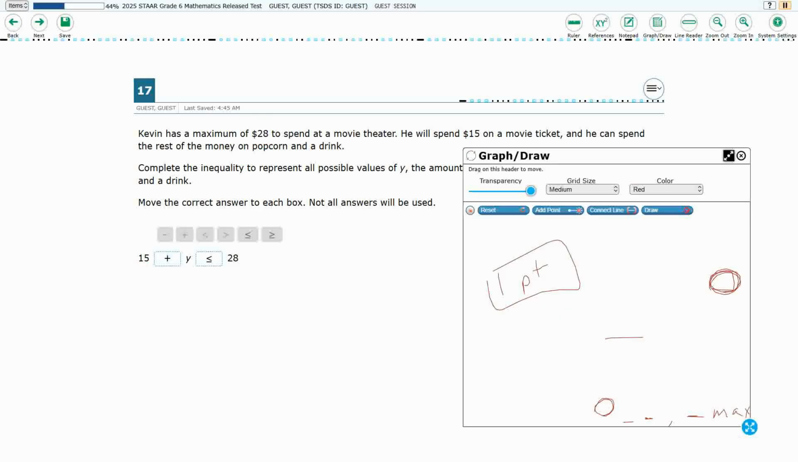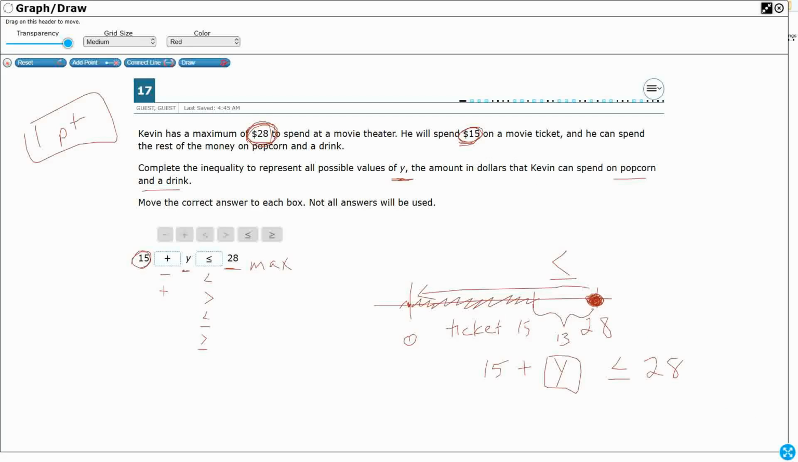Drag that in right there. So here's our drag and drop, here's our completed inequality. Kevin's got a total of $28. He can spend less than or equal to that amount. How he gets there is he takes the $15 ticket and adds Y, which is the amount of money he spends on popcorn and drinks, and he's got his money. So this is a 1 point problem. To get both points, you need an addition symbol and a less than or equal to.